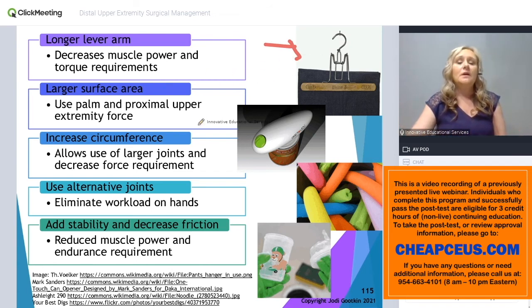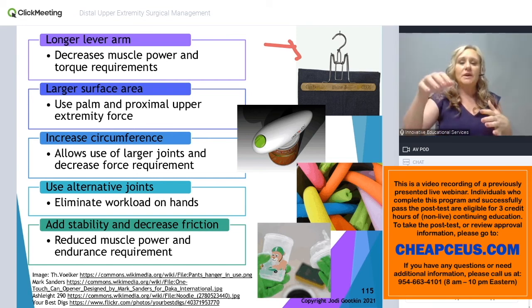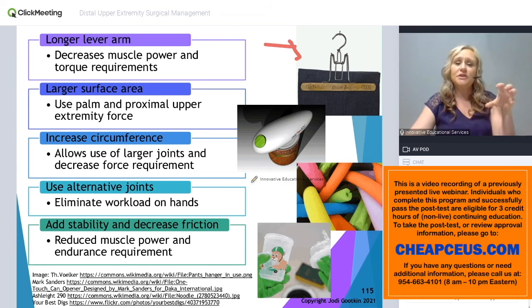We want to look at using less fine motor, maybe as healing is occurring or earlier on, so that instead of having things in tubes that have to be squeezed, can it be in a pump that can be utilized with more proximal pressure? Changing the grips.